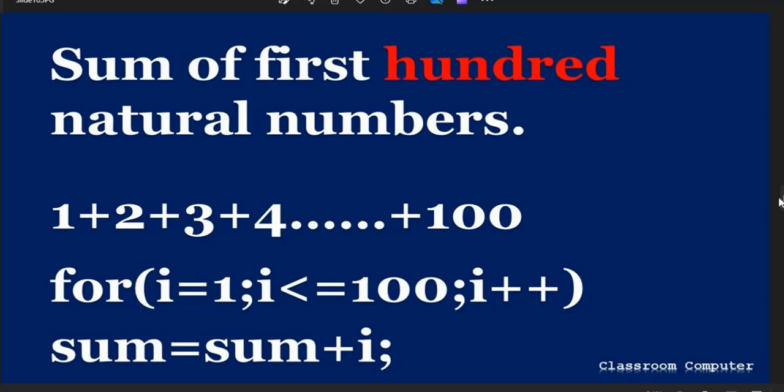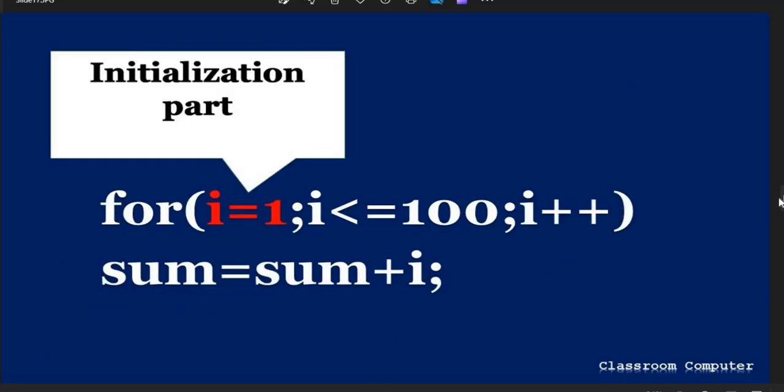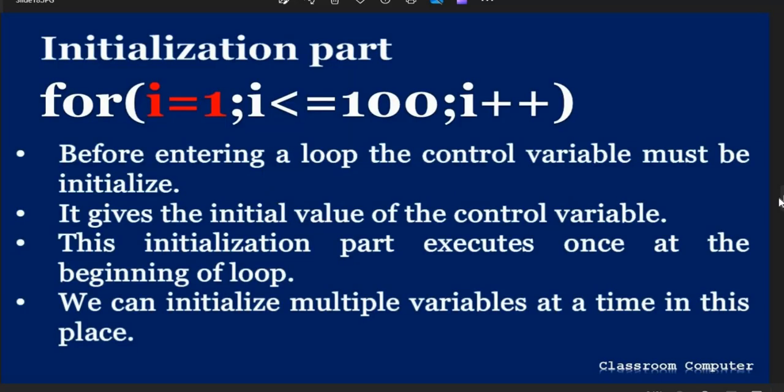Let's discuss all parts of this program code. This is the initialization part, i equals 1. Assume we already declared i and sum as integer variables before starting this for loop. The variable used here, i, is called the control variable. This part, i equals 1, is actually the starting point of the loop. The variable value must be initialized. This part executes only once, at the very first time.